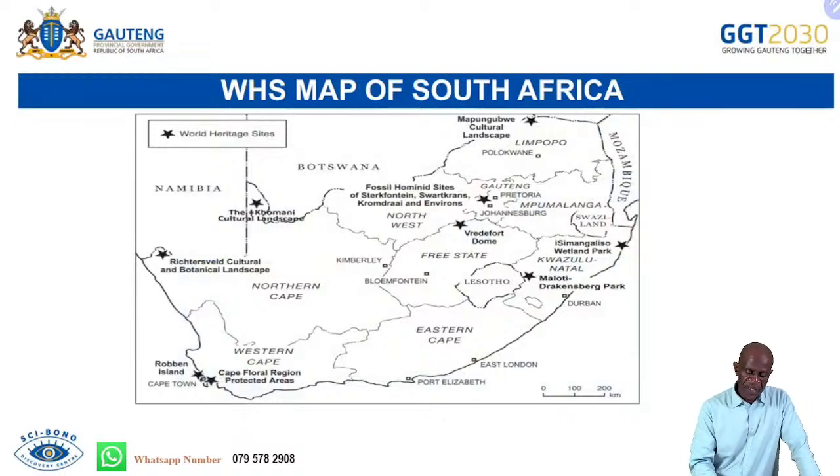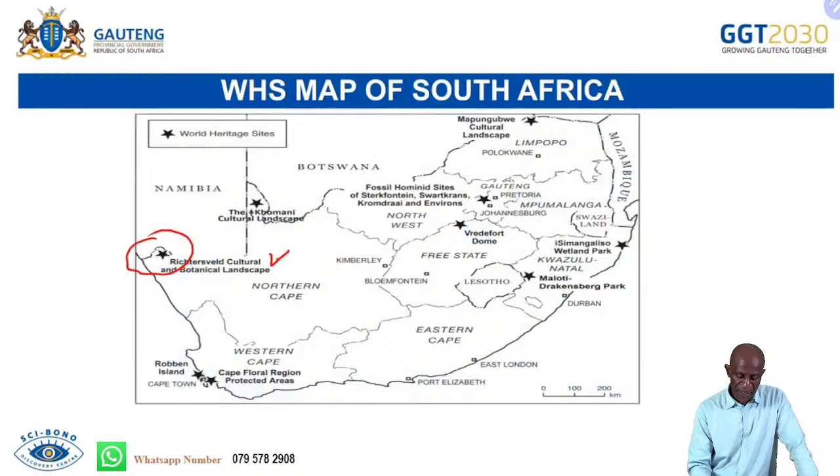So you'd have here in the Northern Cape, the Richtersveld Cultural and Botanical Landscape. That is its location where there is a star. In the Eastern Cape, you'll have Robben Island. The star here indicates the actual position of the World Heritage Site. In KwaZulu-Natal, you'll have the Maloti Drakensberg Park. Here is the location just on the Lesotho border, which is a neighboring country to South Africa.